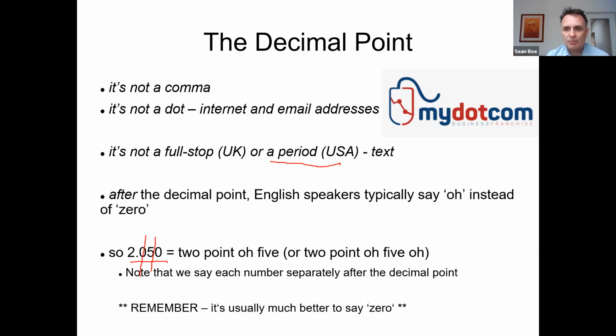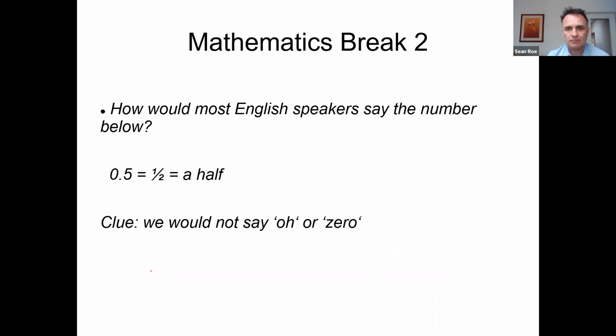But remember, for you guys, it's much clearer, much more international. It's a much better idea to say 0 in all of these cases. Now, how about this situation where we have a 0 before the decimal point? So this number here, 0.5, which is how I want you to say it.